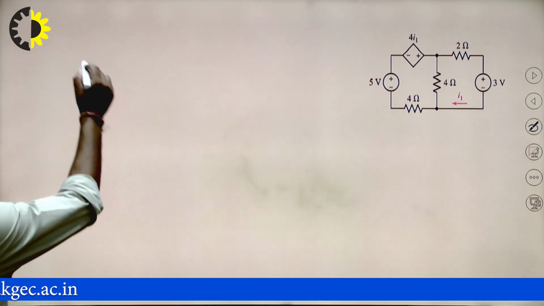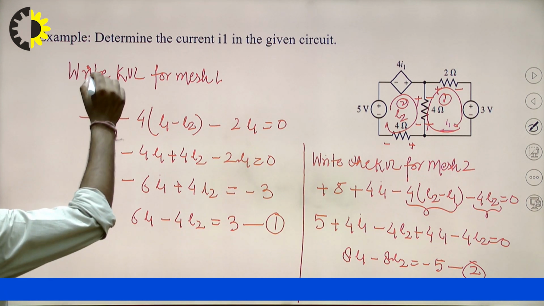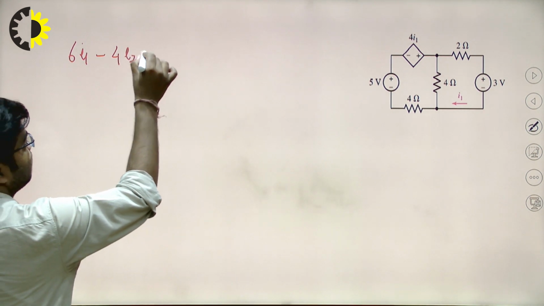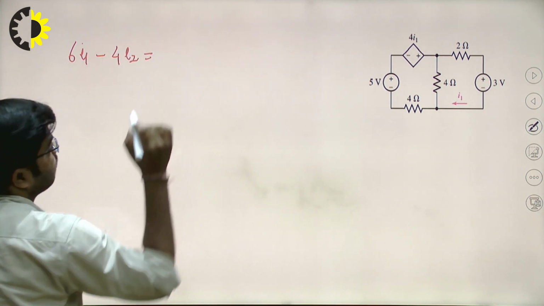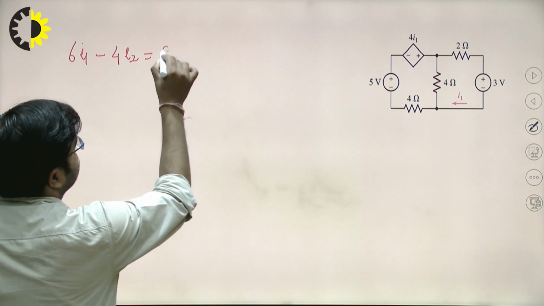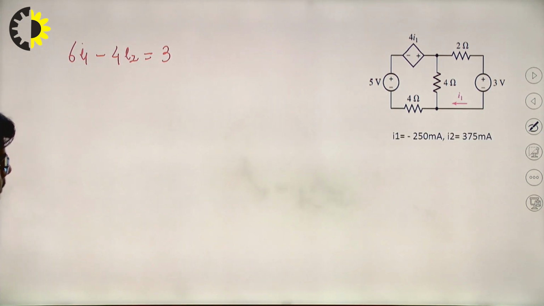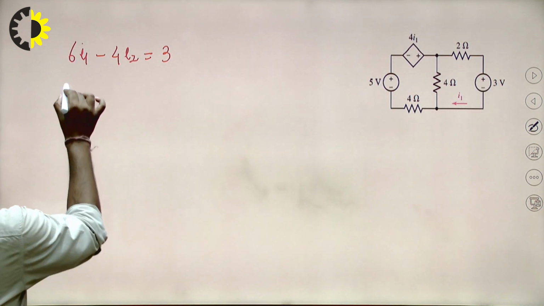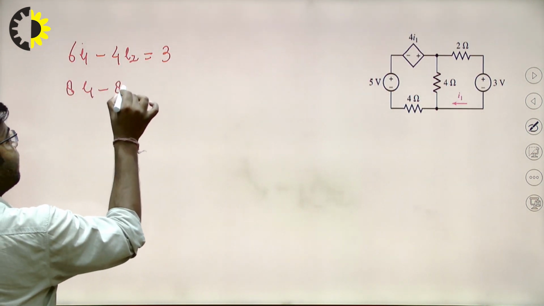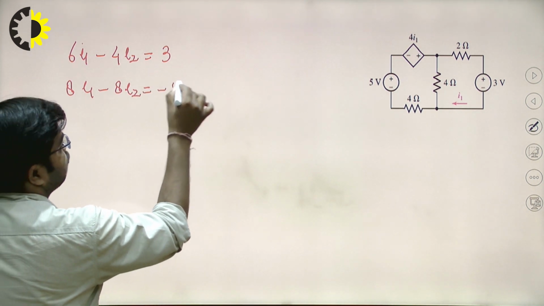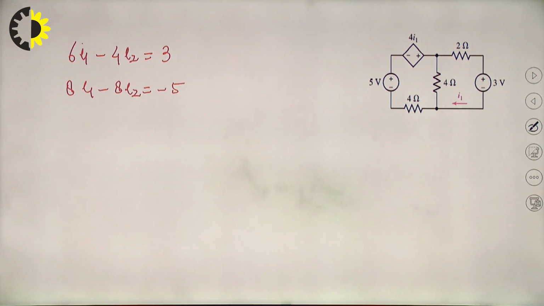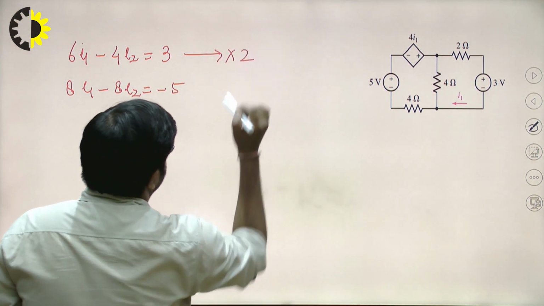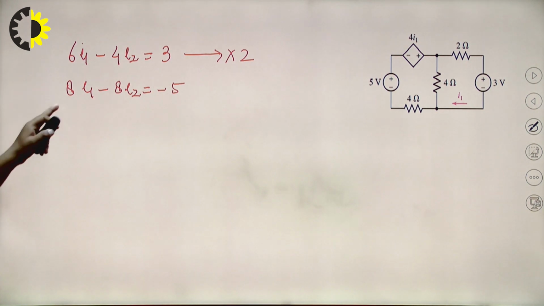So what is equation number 1? 6I1 minus 4I2 is equal to 3. Then you have 8I1 minus 8I2 that is equal to minus 5. Now solve this equation. So just multiply this equation with 2 and subtract this equation from this equation.